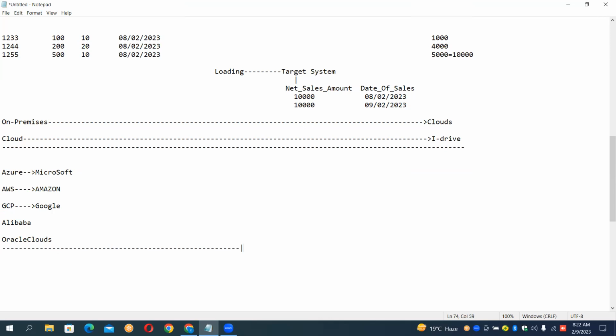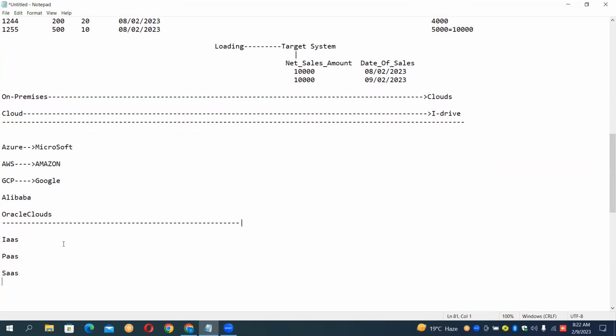They provide the services. The following are the categories of services. They provide IaaS as one service, PaaS as another service, and SaaS as another service. These are the three services provided by the cloud providers. What is the first one? IaaS. IaaS stands for Infrastructure as a Service.